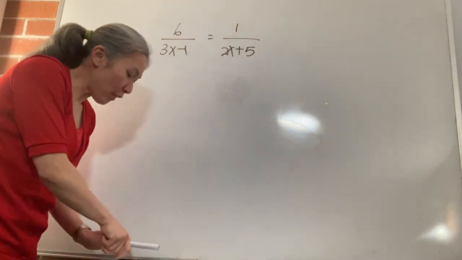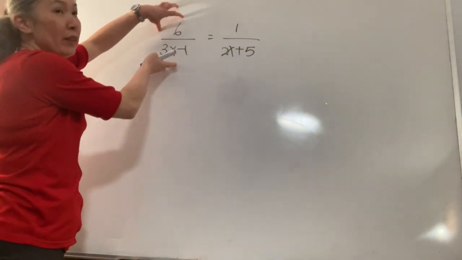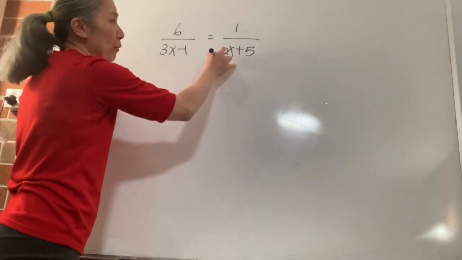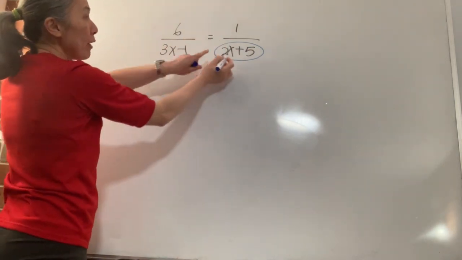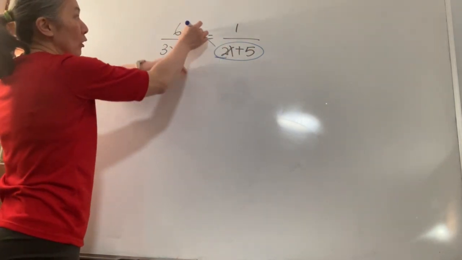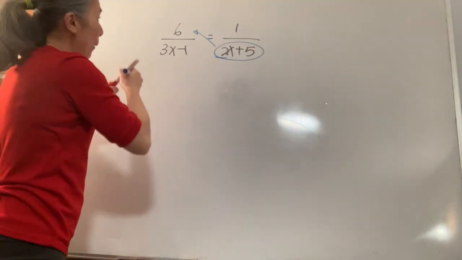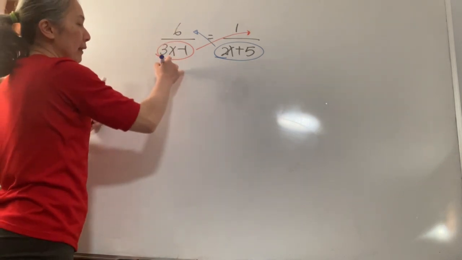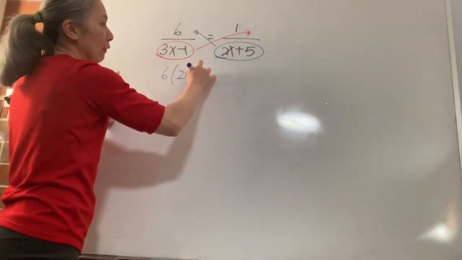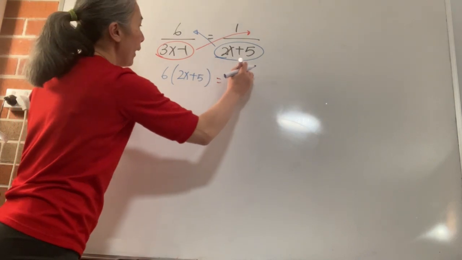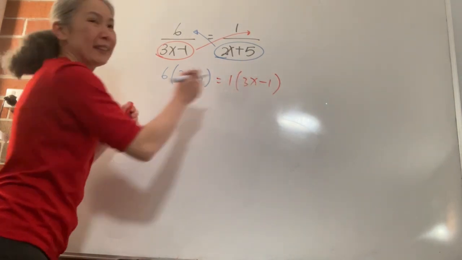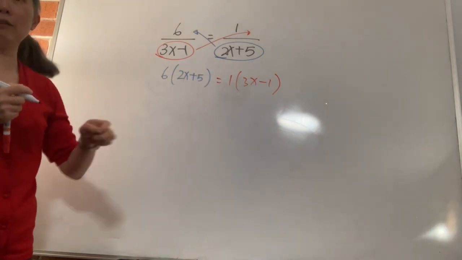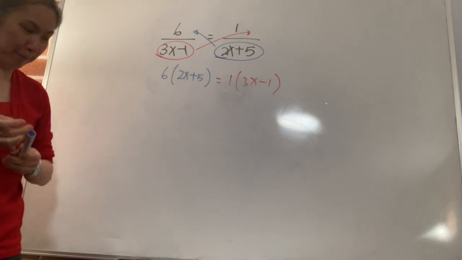Okay. So when you have fractions, only 2 fractions, one on the left, one on the right, the method I want you to do is cross multiply. You will hear me saying this a lot. What I want you to do is multiply this number next to the 6, and then multiply this number behind the 1, next to the 1. So you are going to write 6, and then write 2x plus 5, and then equal to 1, and then 3x minus 1. Then you have no more fractions. You can do your expansion, you are good on it, and then simplify.